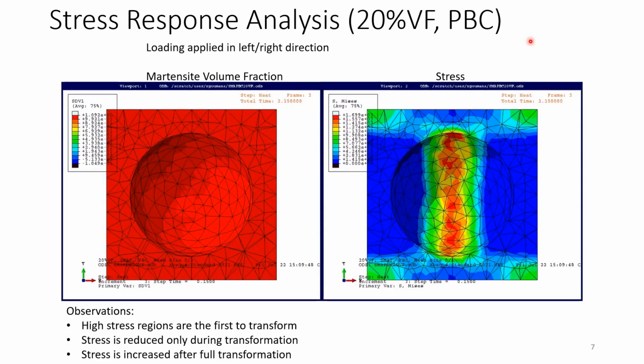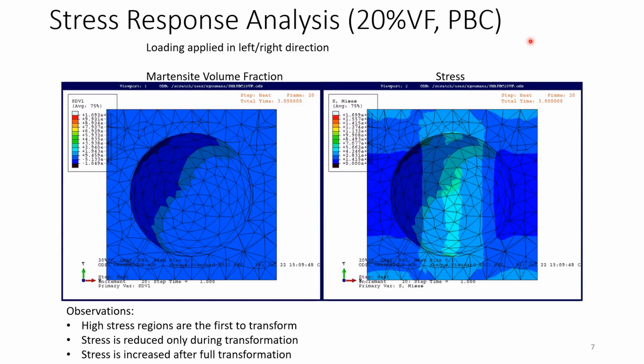Here's the actual analysis of the stress throughout the transformation. Here you can see the martensite volume fraction on the left. This is basically tracking the progress of the transformation, and this is the stress. And you can see the spherical void cut into the blocks there. The thing to keep in mind throughout this is that the SMA's transformation is a function of both temperature and stress. So the high stress regions are the first ones to transform.